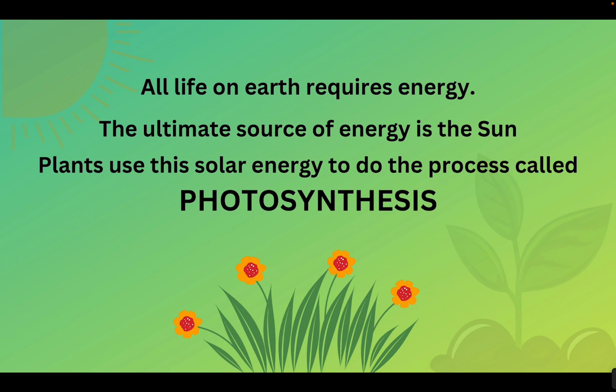It's important to remember that all life on Earth requires energy to move, to breathe, to grow, to reproduce. All of these actions require energy. So we need an energy source, which for Earth is the sun. So the sun is our ultimate source of energy. Plants are going to use this solar energy that we get from the sun and do a process called photosynthesis. So photo means light, and that's going to be our solar part of photosynthesis. Synthesis means to make. So we're going to be making something from this sunlight.